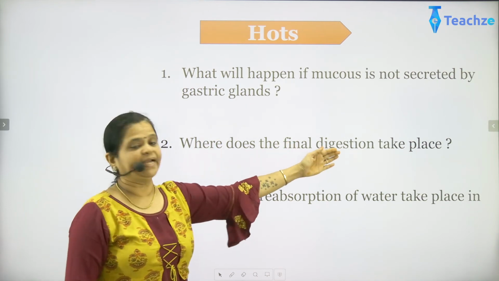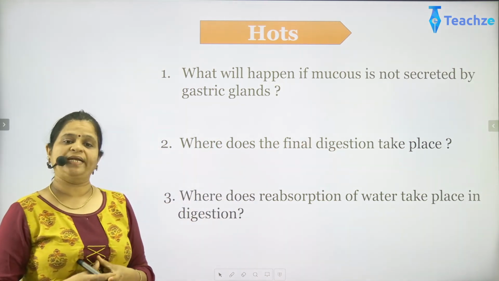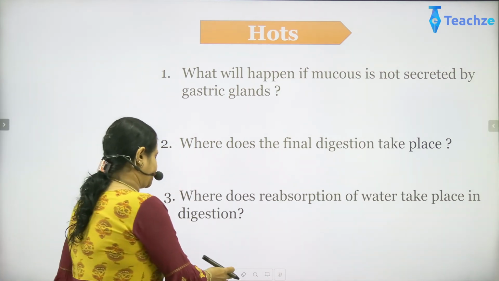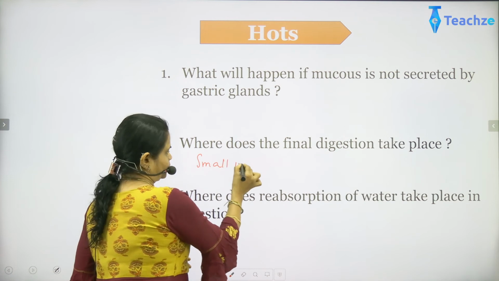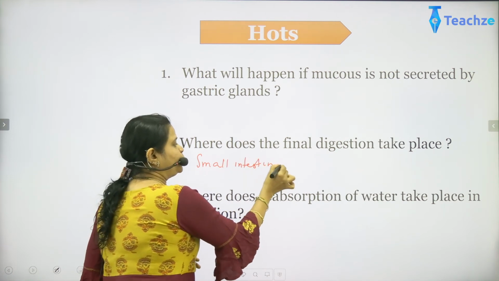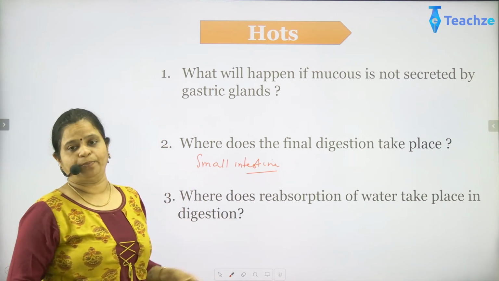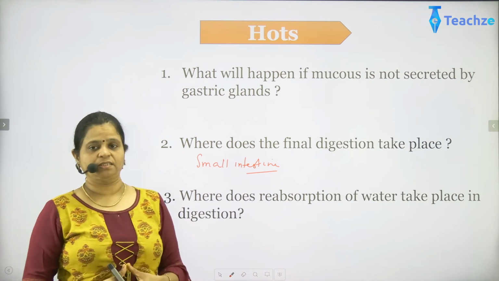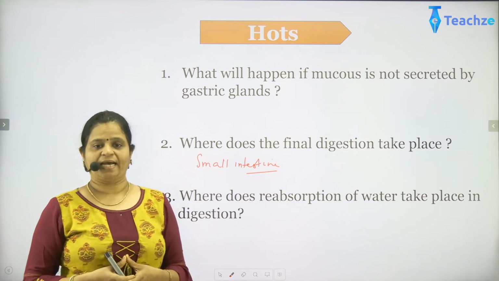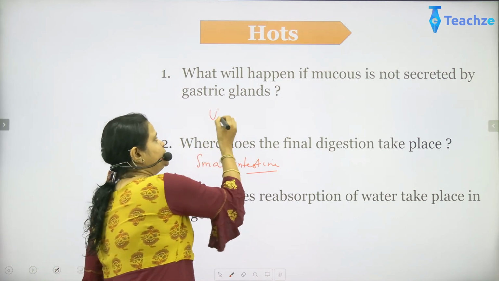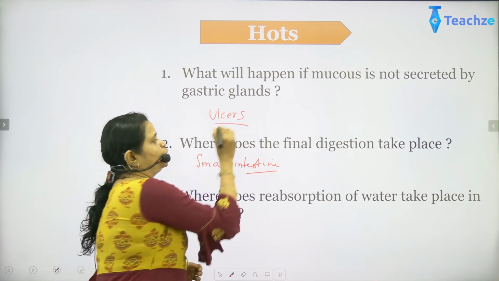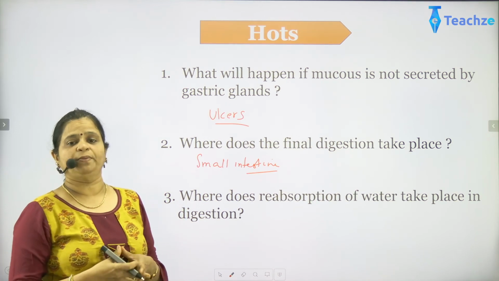Now where does the final digestion take place? We have already studied that the final digestion takes place in the small intestine. So you can write the final products of digestion: the amino acids, simple sugars, and fatty acids and glycerol. So here you can take, it might cause ulcers or the rupture of the stomach region. It has to be protected.